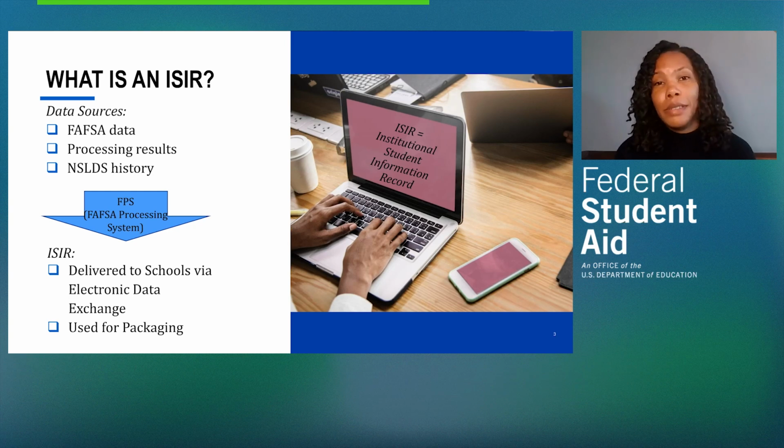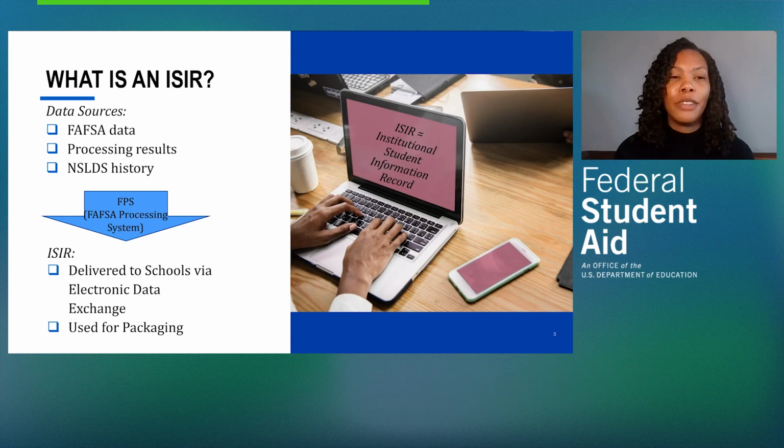Our FAFSA processing system, or FPS, is replacing what you knew as CPS, which is the central processing system. So that was one of the system changes that came with 24-25. We no longer have a CPS. It is now FPS. The difference is central processing system compared to the FAFSA processing system. But you still get the ISIR. We didn't change that too much. That's one thing that stayed consistently the same.